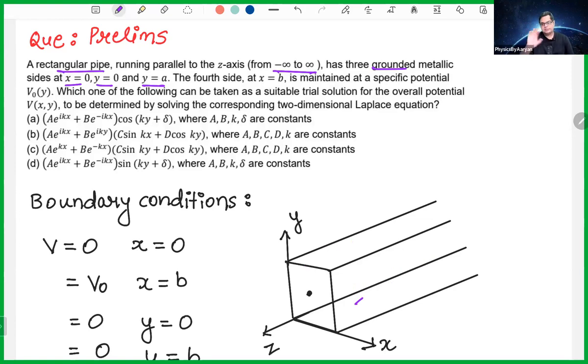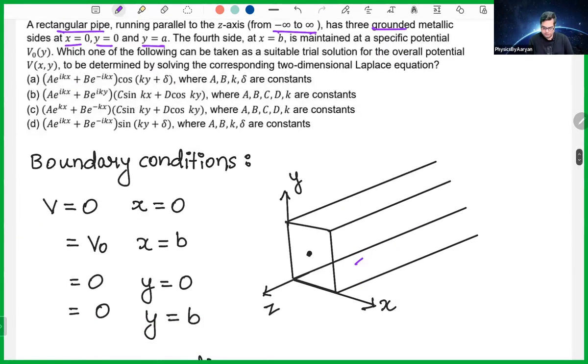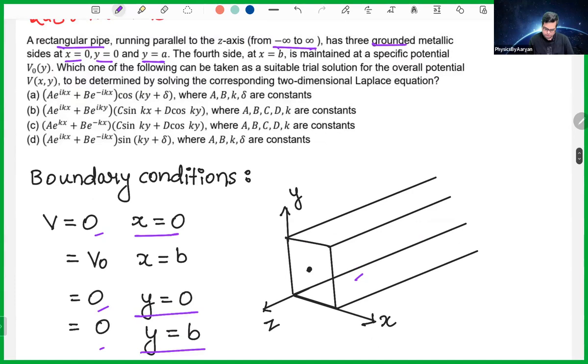So these 3 are 0, so their potential is 0. Potential is 0 at x equals 0. Potential is 0 at y equals 0. And potential is 0 at y equals a. Okay, not b, but a.